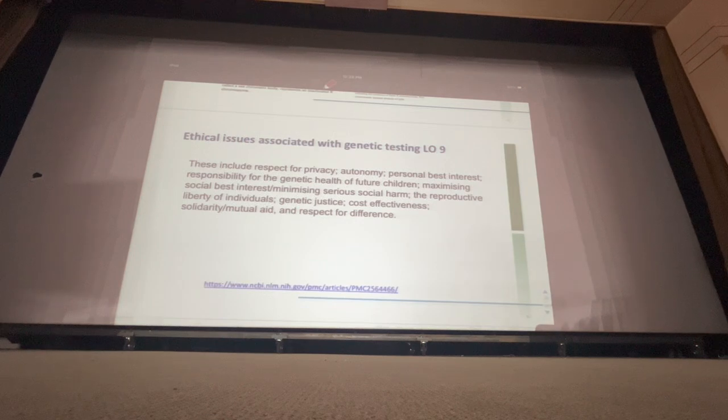There are ethical issues associated with genetic testing. These are certain rules which we follow, either from our tradition or culture or our religion.